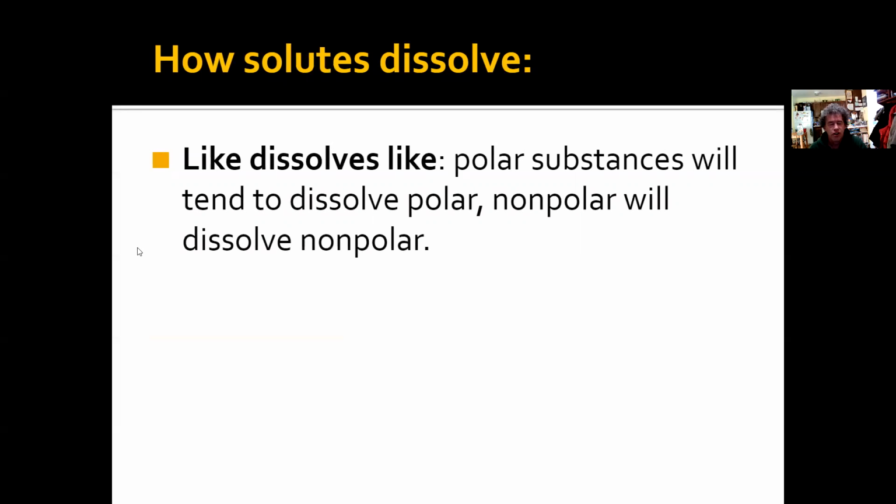Now, in terms of dissolving, you generally get the saying that like dissolves like. So if you have a polar substance, such as NaCl, it will tend to dissolve in a polar liquid like water. If you have a non-polar substance, such as olive oil, it will be used to dissolve non-polar things such as butter. So again, non-polar will dissolve in non-polar solvents, and polar solutes will dissolve in polar solvents.